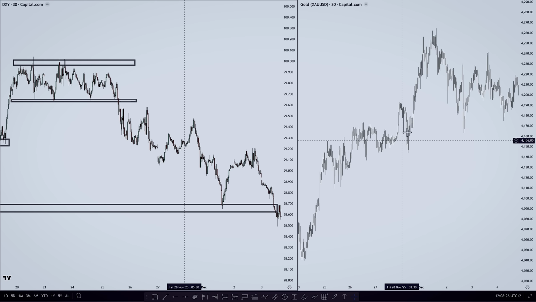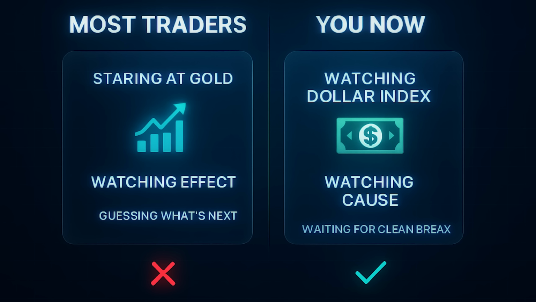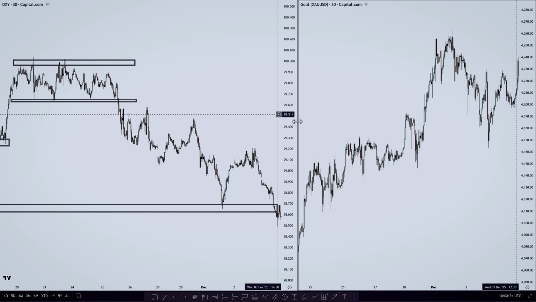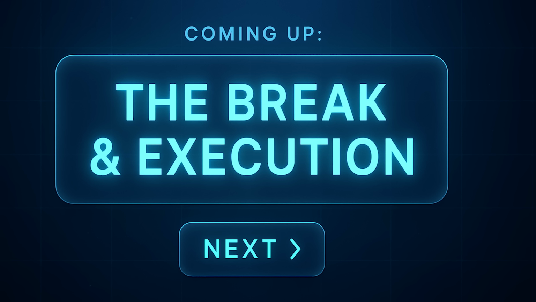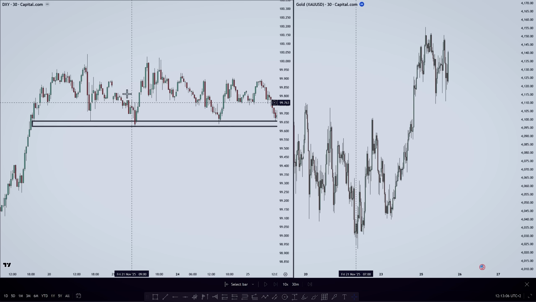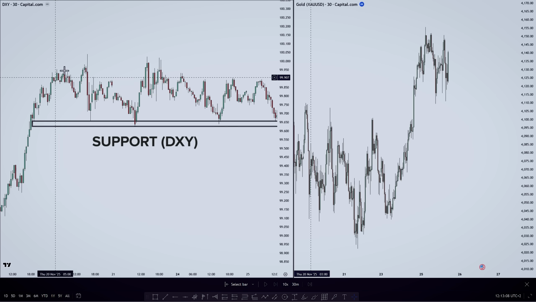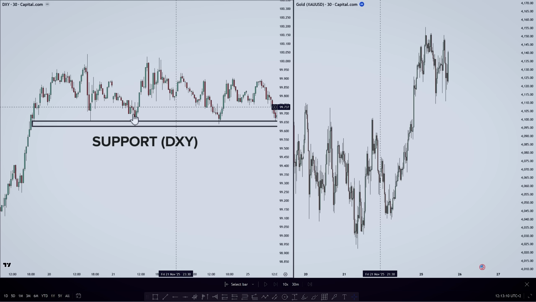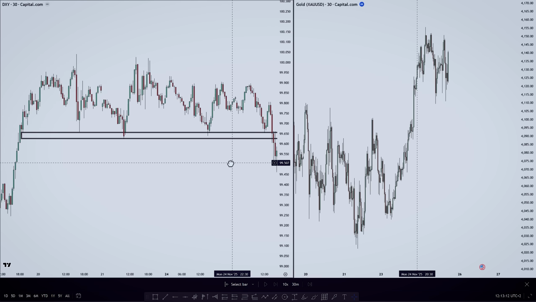At this point, you already know more than most traders staring at gold charts all day. You know what chart to watch. You know what to wait for. Now, let me show you exactly what happens when that level breaks. Here's the situation. Dollar index is sitting above support. We're watching, waiting. Then it happens.